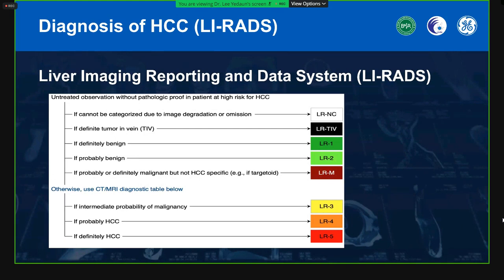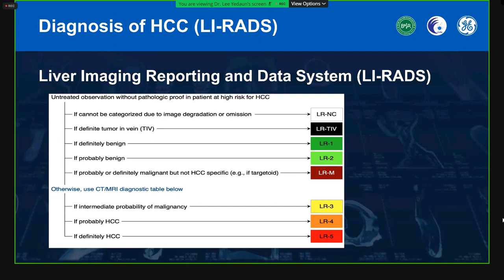This figure shows categories of LI-RADS. If observations cannot be categorized due to image degradation or omission, that is category LR-NC. The management in this category includes a repeat diagnostic imaging, usually within 3 months, with the option of using an alternative modality or contrast agent to improve diagnostic quality.